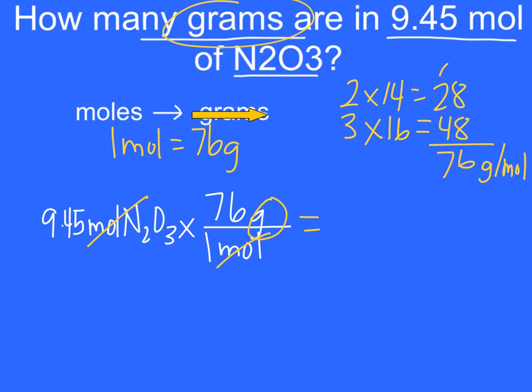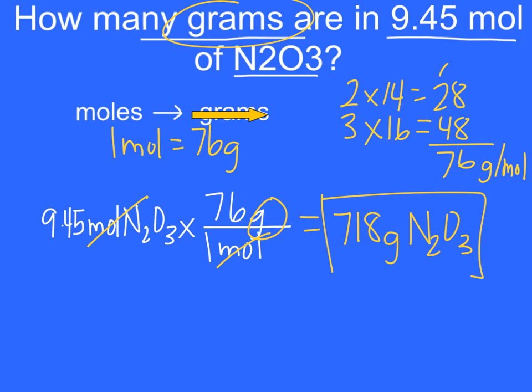Since the number is on top, we're going to multiply, and then round your answer to the proper number of sig figs. If you multiply that, you should end up getting 718 grams of N2O3. And that's it. So 3 sig figs there. That's why I kept 3 sig figs in the answer.